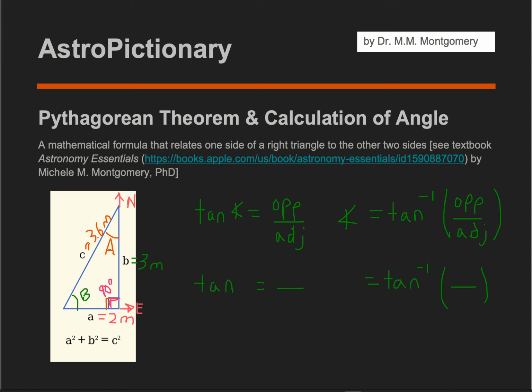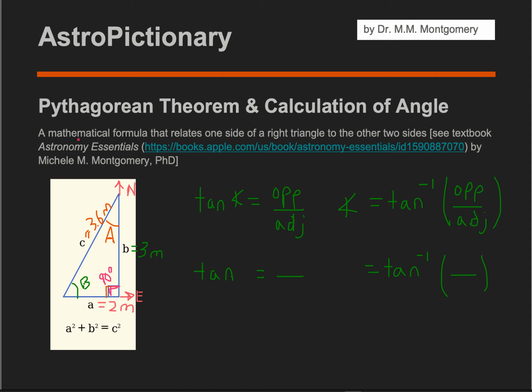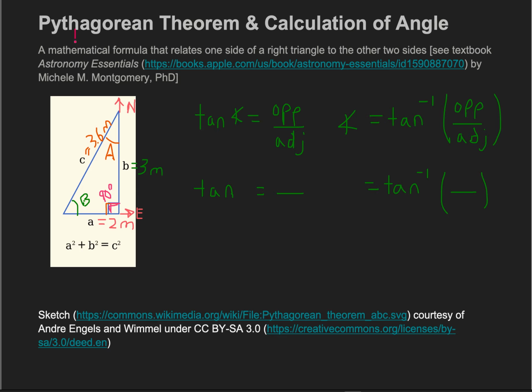Pythagorean theorem and calculation of angle. Pythagorean's theorem is a mathematical formula that relates one side of a right triangle to the other two sides. Let's take a look at an example of Pythagorean's theorem, namely, the equation a squared plus b squared is equal to c squared.